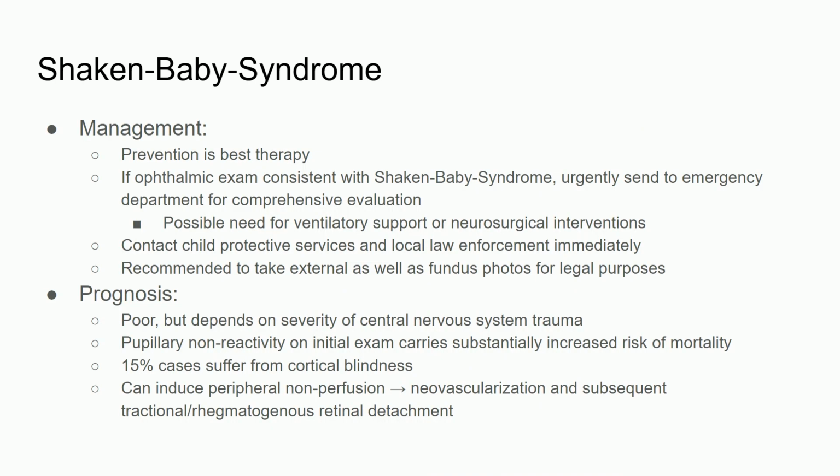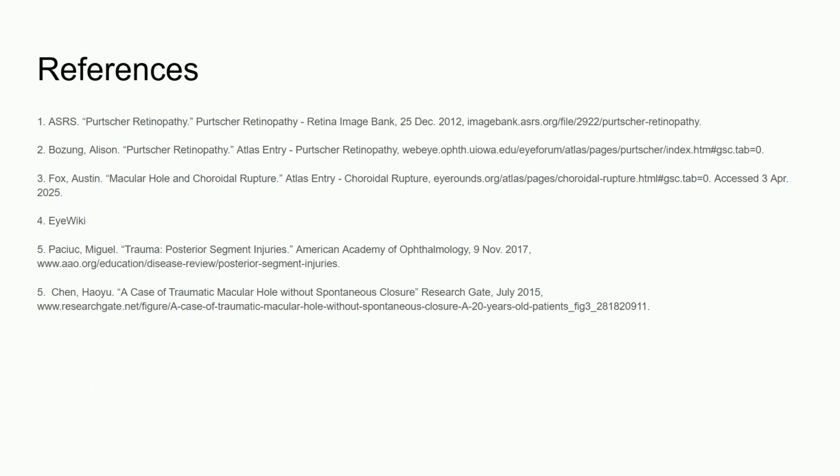Management: prevention is best. If something is consistent with shaken baby syndrome, you should urgently send to the emergency department for a full workup. Prognosis is poor, but depends on the severity of the central nervous system trauma. Pupillary reactivity is a poor prognosis factor. 15% of cases suffer from cortical blindness. Kind of a sad one to talk about, but one of the causes. Here are my references.